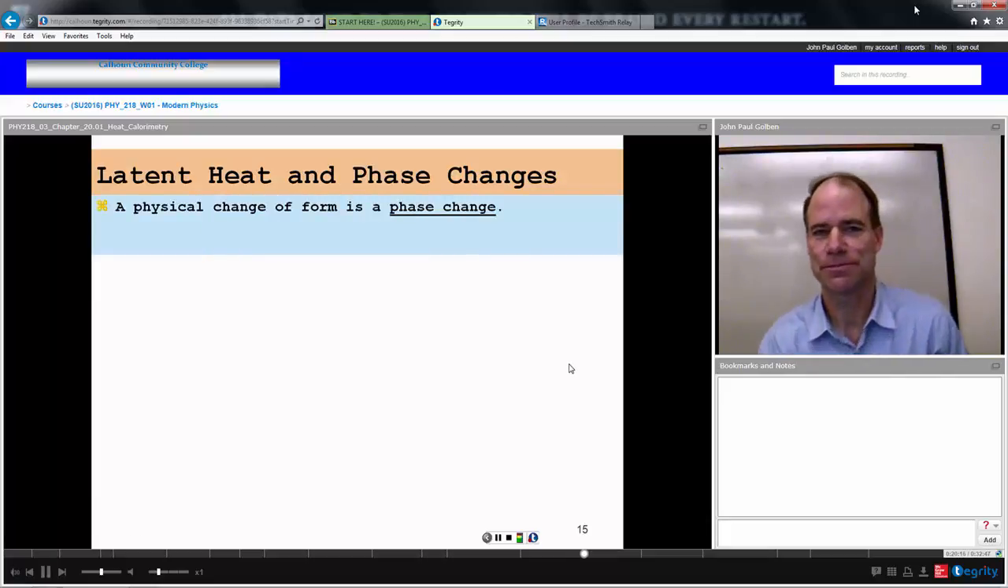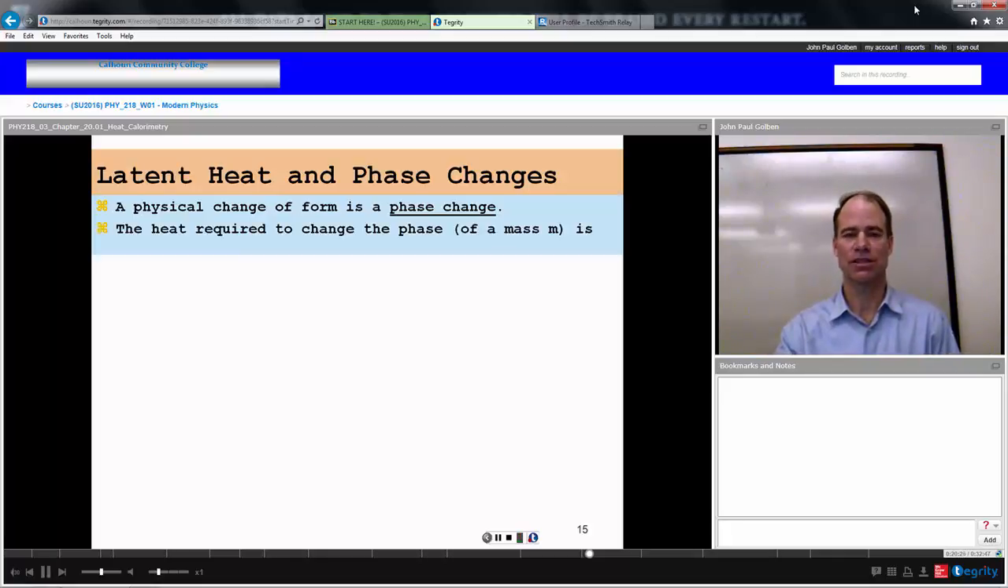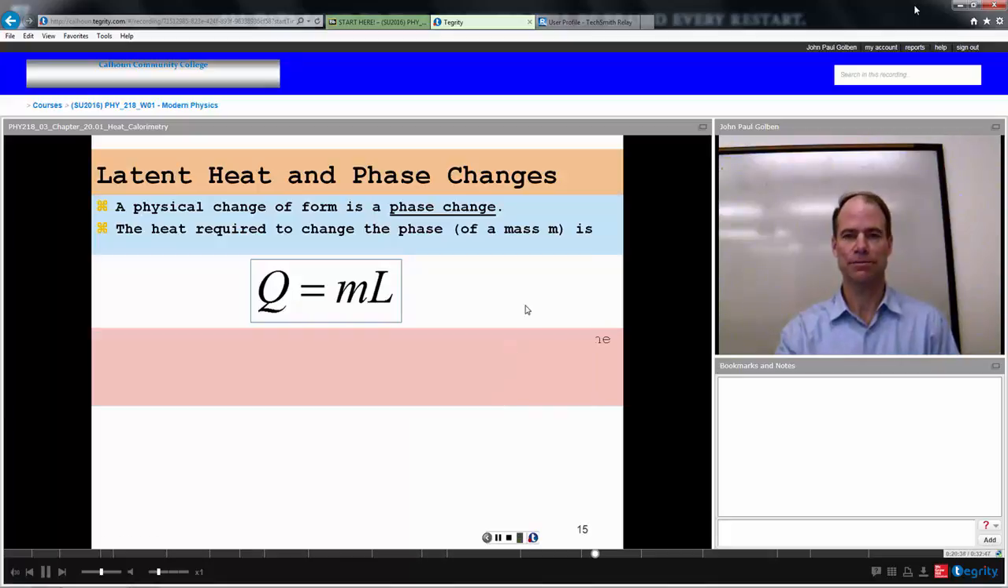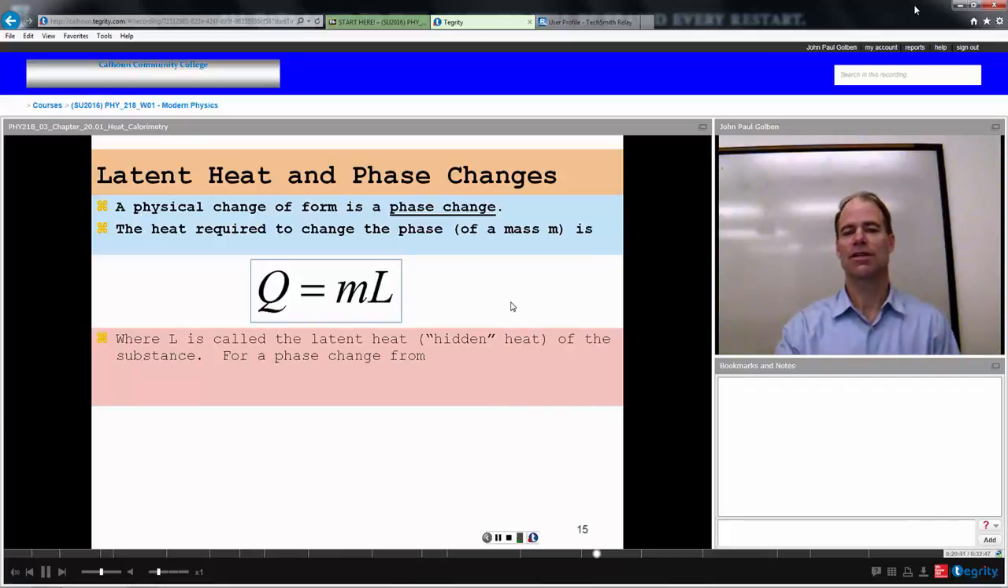Okay, latent heat and phase changes. If we actually go through a change of form of a substance, that's called a phase change, and it requires energy to do that. The heat required to change the phase of a mass m is defined to be equal to the mass times the latent heat. Latent meaning hidden heat of the substance.